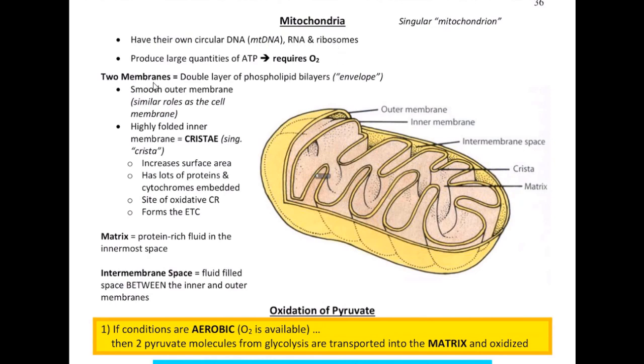They have two membranes, two double-layered membranes. So each membrane is its own double membrane of phospholipids, just like the cell membrane. So you would imagine there'd be heads sticking out, tails sticking in on both edges of the outer membrane and on both edges of the inner membrane as well. Okay, so double layer of phospholipids, and we call the outer one the outer membrane.